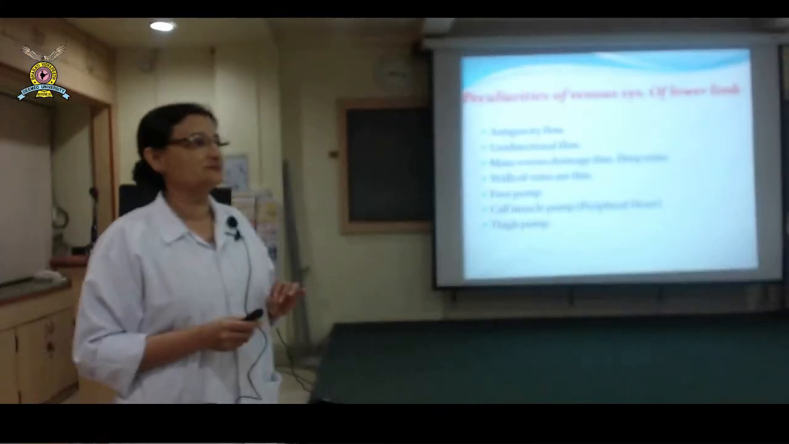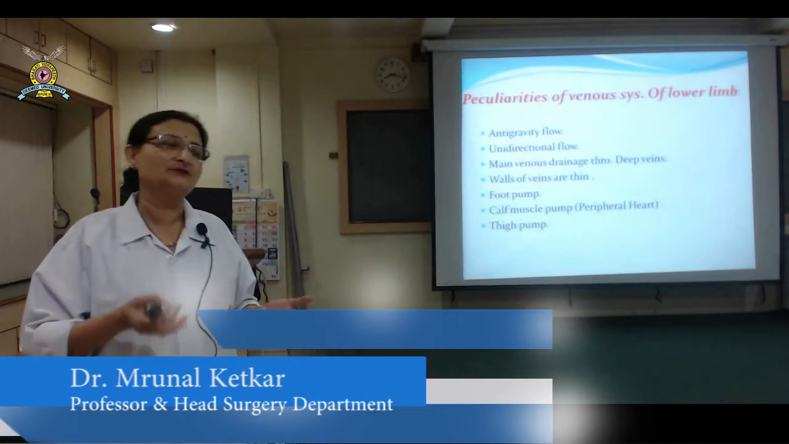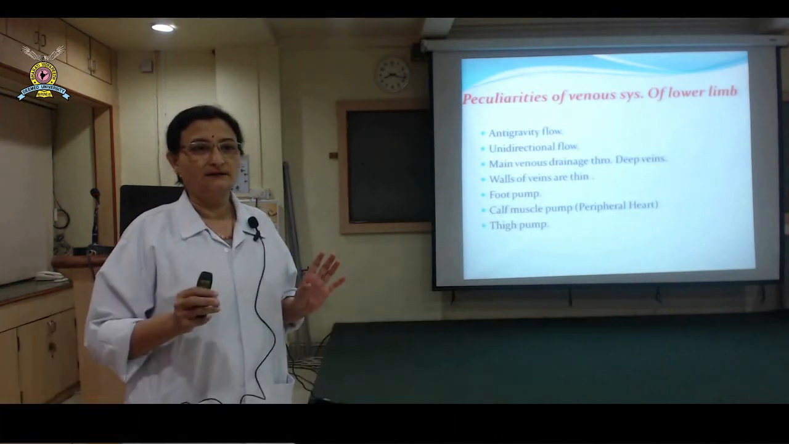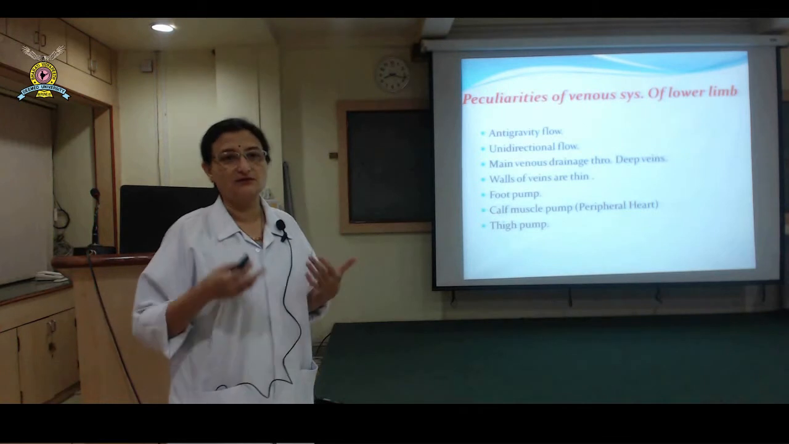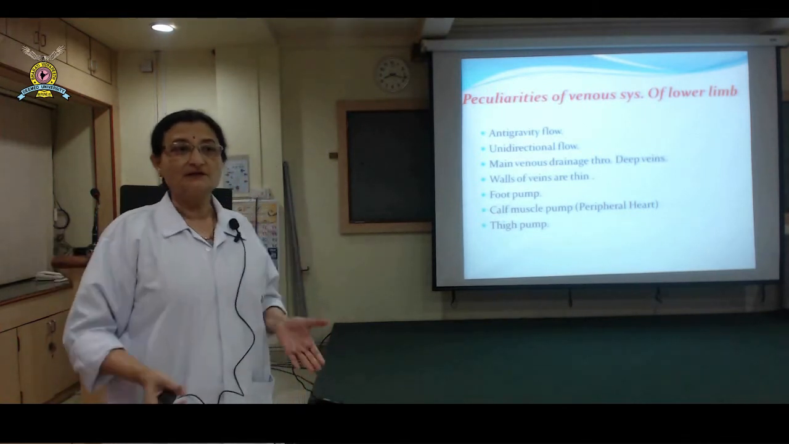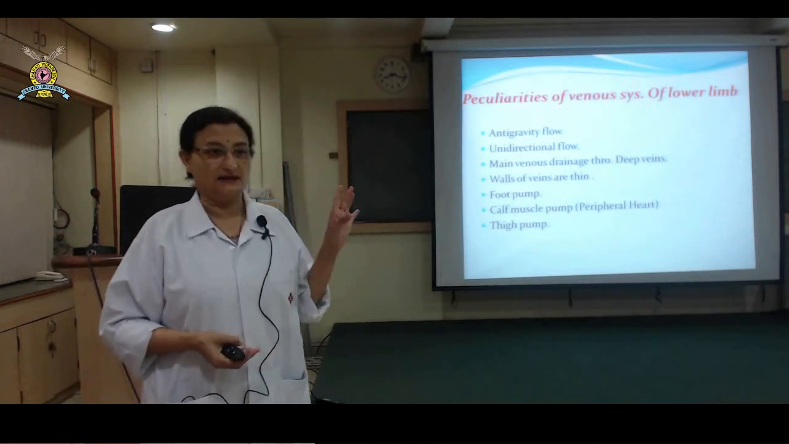Peculiarities of the venous system of the lower limb. It is different than the upper limb. Why it is different, can you tell me? Gravitation, yes, because we are standing, because of upright posture. That doesn't happen with the upper limb. The venous blood from the lower limb has to be sent to the heart, isn't it?